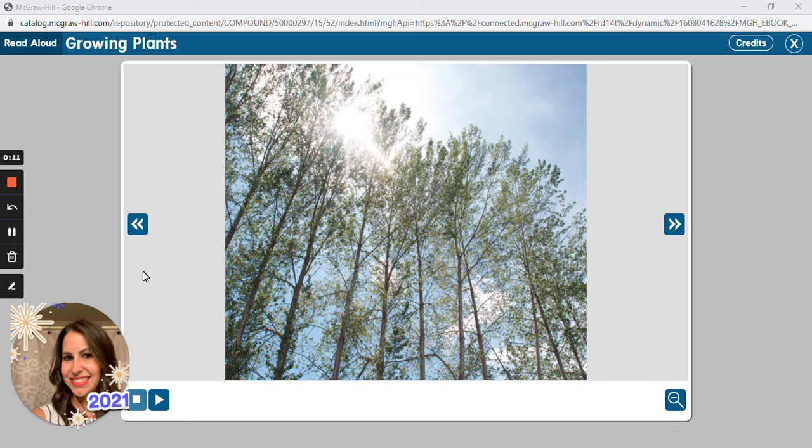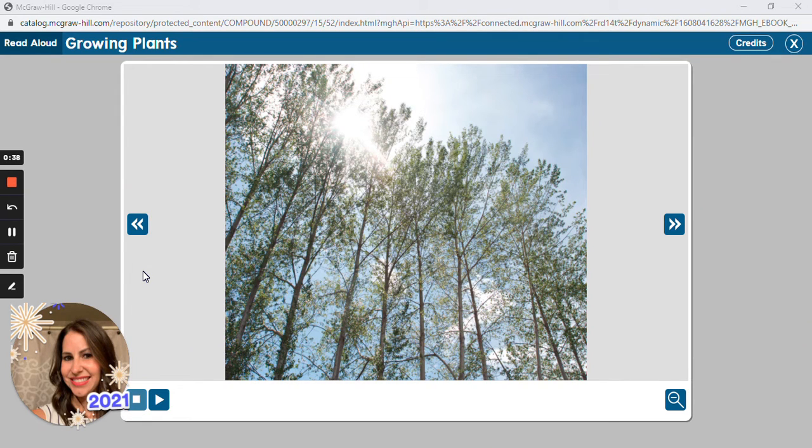Our interactive read aloud today is an informational text. An informational text means that it gives us true information or facts about a certain topic. So today's topic is about growing plants, and we're going to talk about what things plants need to grow. Does anyone know what plants need to grow?